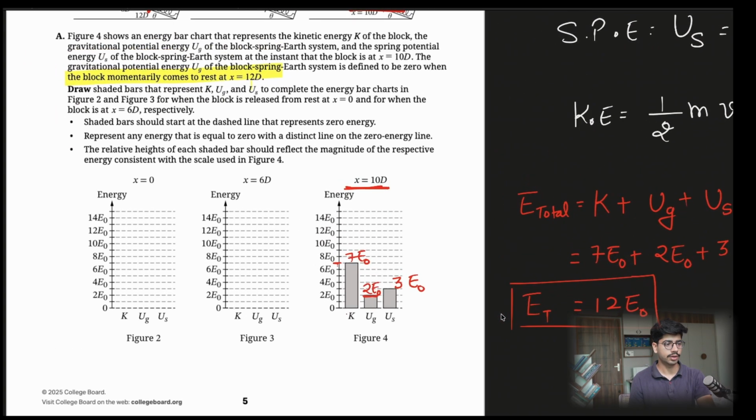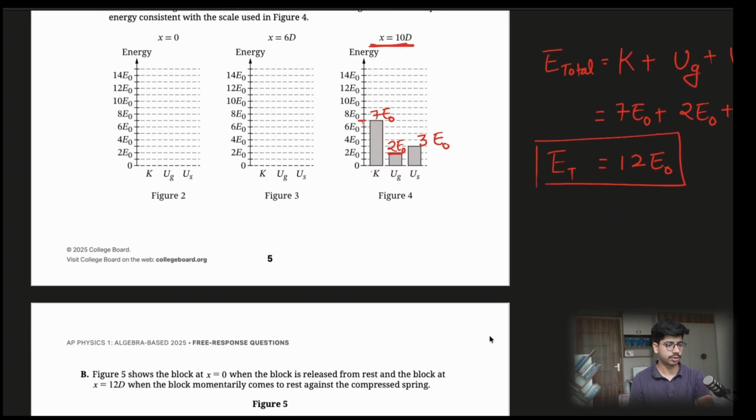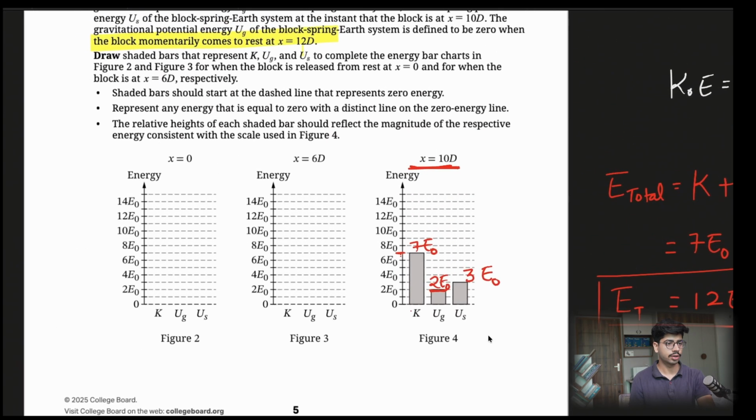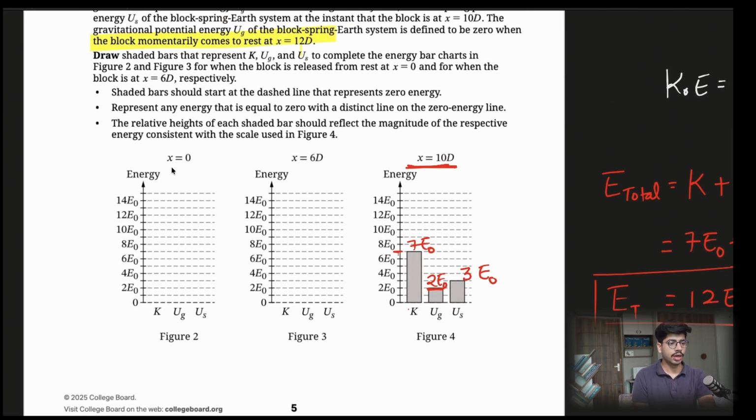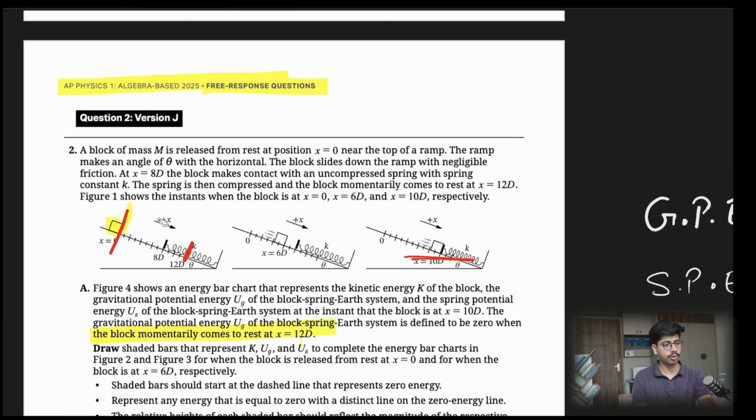Now what we have in the next part of the question is part P, and now you have to make the energy bars at x is equal to 0 and x is equal to 6D. So the point is, at x is equal to 0, the block only has the height, correct? So it is momentarily at rest. You are releasing it from that point, correct?